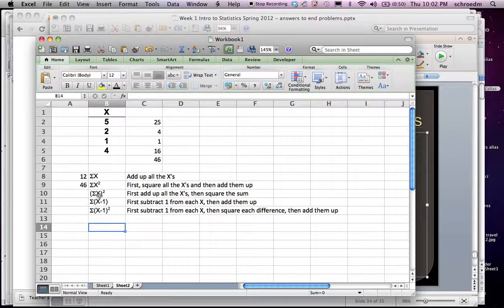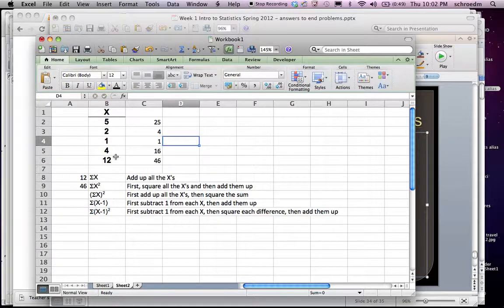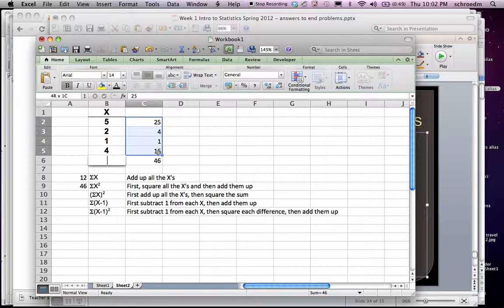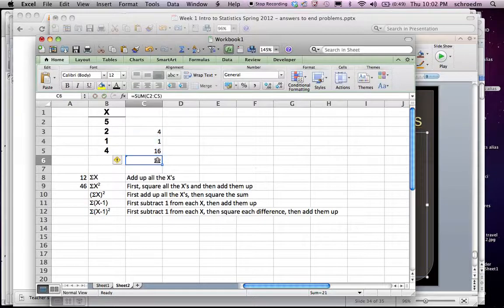This next one here, the sum of x, squared, I have parentheses around that sum of x. And so I'm going to first add up all my x's, which gives me 12, sorry. So I get 12, and then I square 12, and I get 144. So 5 plus 2 plus 1 plus 4 equals 12. I square that, and I get 144.